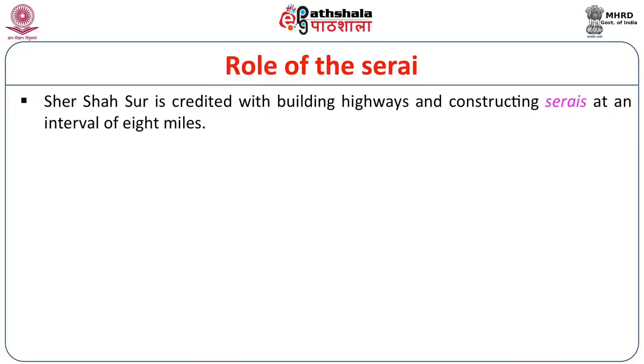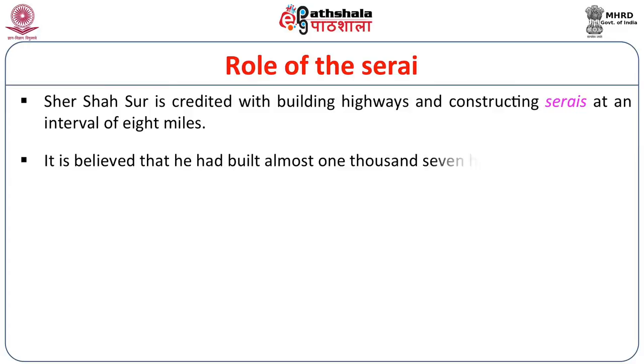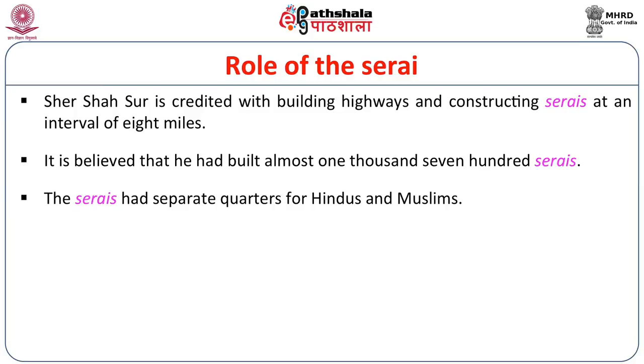Sher Shah Sur is credited with building highways and constructing sarais at an interval of 8 miles, at least from what we know from the sources of this period. It is believed that he had built almost 1,700 sarais. The sarais had separate quarters for Hindus and Muslims.